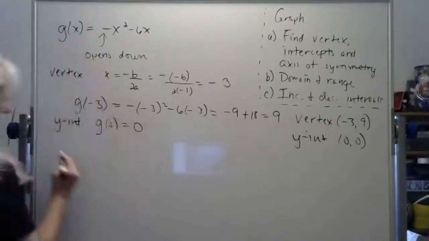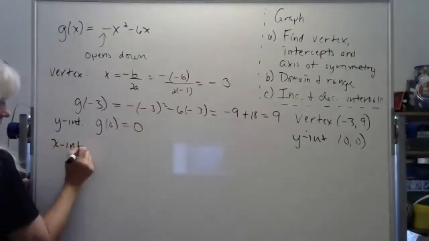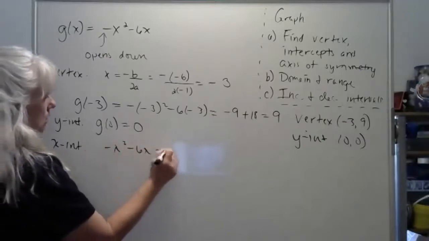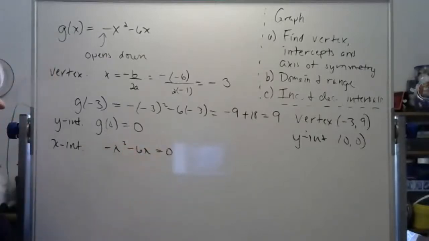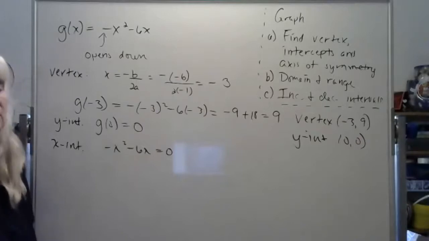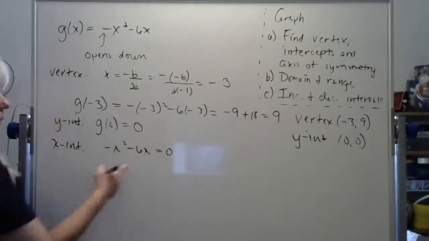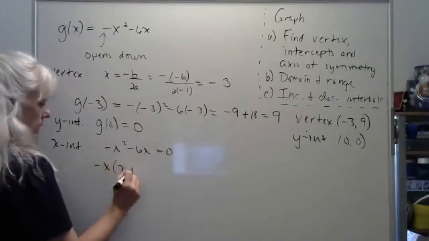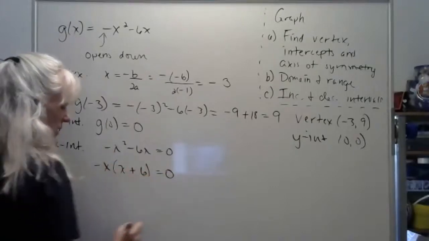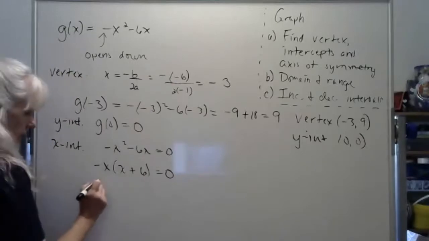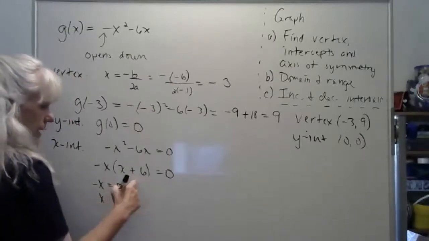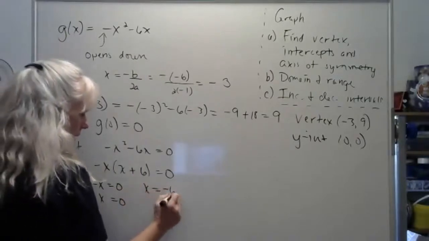X-intercepts next. Same way we've always found them. We set the function equal to 0. Well, I'm going to factor this one. You could go to the quadratic formula again, but factoring is always quicker. So what I'm actually going to do is pull a negative x out. That's going to leave me with a positive x plus 6 equal to 0. So when I set the negative x to 0, I'll get x equals 0. When I set x plus 6 to 0, I'll get x equals a negative 6.